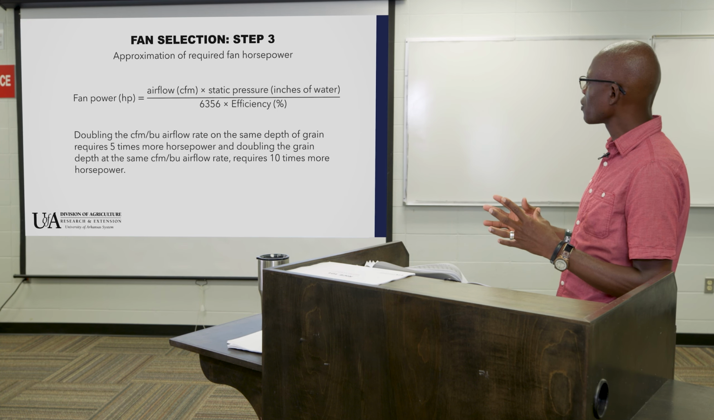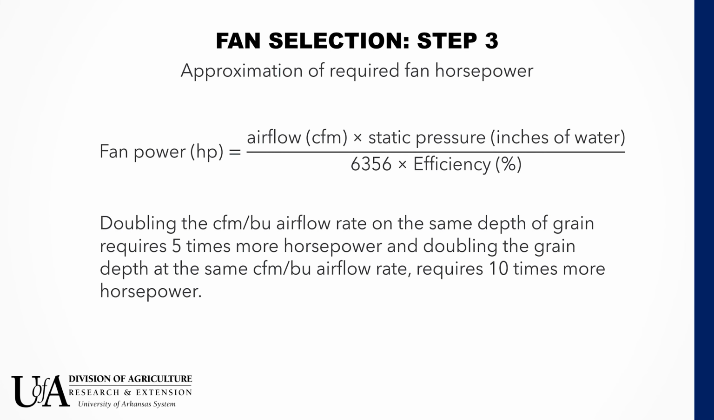In approximation of the required fan horsepower, we have to go through our calculations, and this equation here shows us how to go about that. The fan horsepower is the airflow, CFM per bushel, multiplied by the static pressure in inches, all divided by 6,356 and the efficiency of that fan. Doubling the CFM per bushel airflow rate on the same depth of grain requires 5 times more horsepower, and doubling the grain depth at the same CFM per bushel requires 10 times more horsepower.